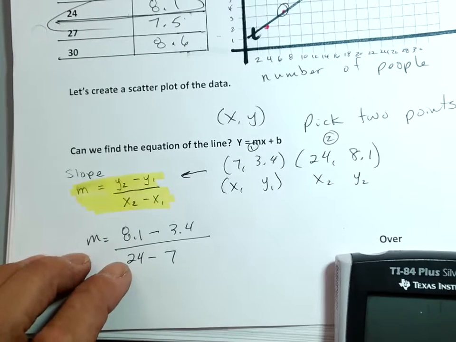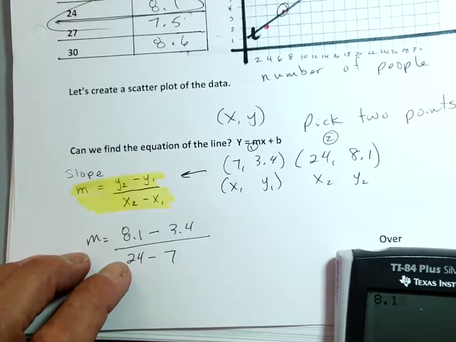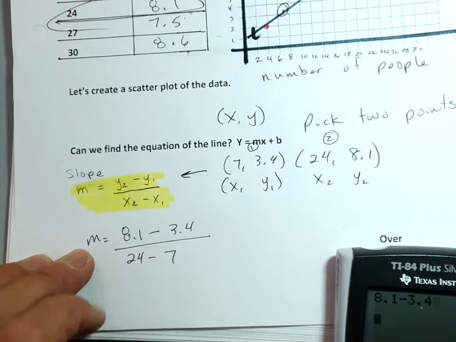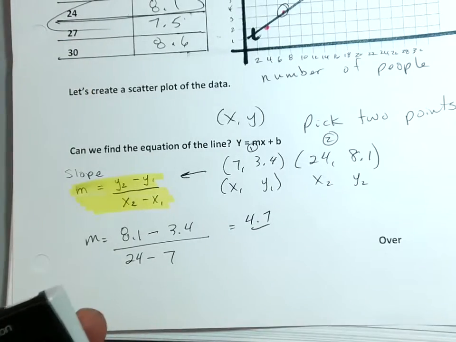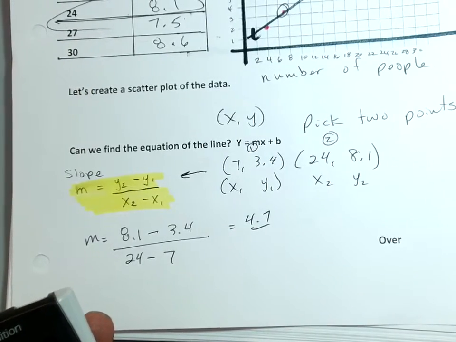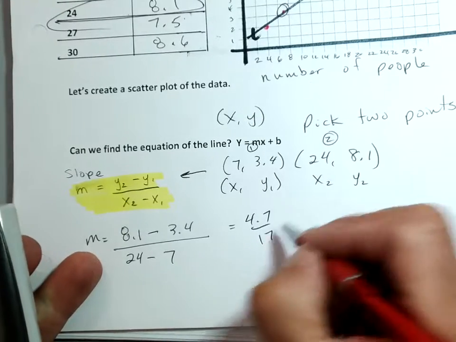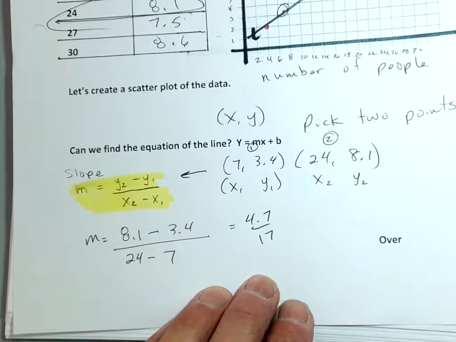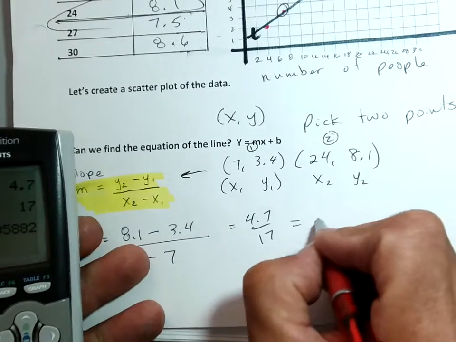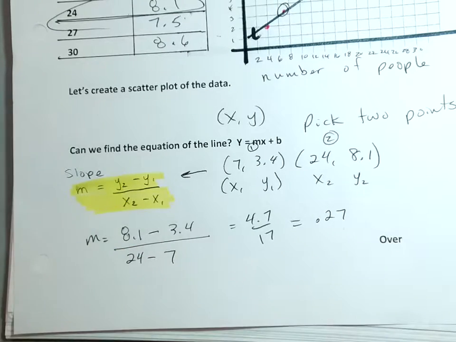What is 8.1 subtract 3.4? I get an answer of 4.7 over 24 minus 7, 17. Okay, and then I'm just going to go ahead and divide. I'm going to get a decimal. Nearest tenth would be helpful, so if I go 4.7 divided by 17, I get an answer about 0.27. We'll leave it at 0.27. Okay, now that's our slope.